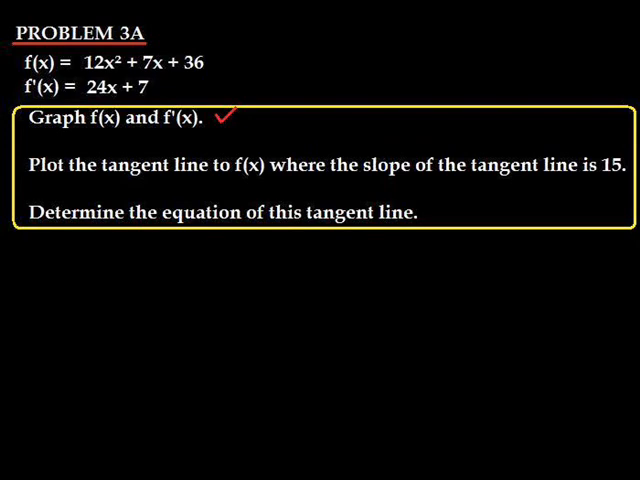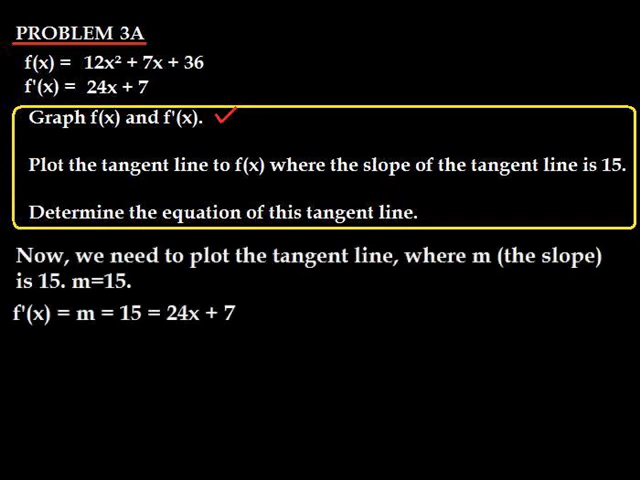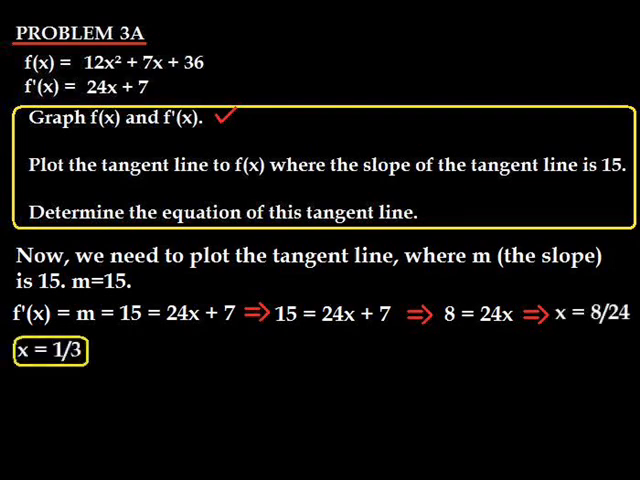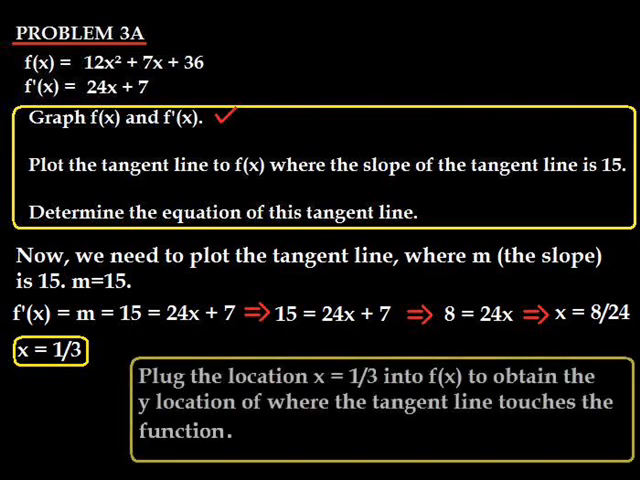Okay, so in order to plot the tangent line to f of x, we're going to need the equation. So let's go ahead and find out the equation. We know that the slope is 15 for the tangent line. So let's plug that slope into f prime of x. We're going to get 15 is equal to 24x plus 7. Now subtracting 7 from both sides of the equation, we get 8 equals 24x. And dividing both sides by 24, we get 8 over 24, which is also a third. So now we plug the location of x equals 1/3 into f of x to obtain the corresponding y location of where the tangent line touches the function.